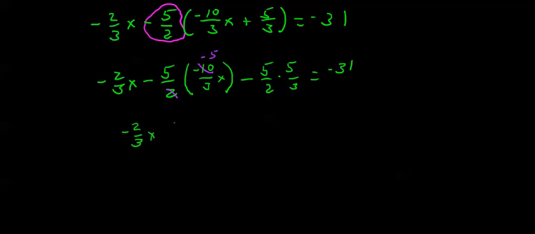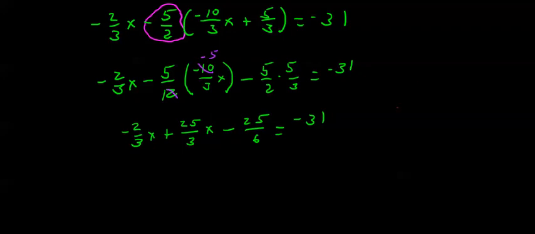Oh yeah, by the way, when we multiply, remember, multiply numerator times numerator, denominator times denominator. So the 2 became a 1. Negative times negative is positive. 5 times 5 is 25, over 1 times 3 is 3, x minus 25 over 6 equals negative 31.